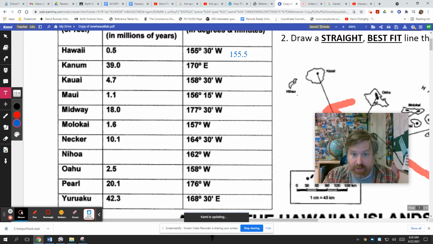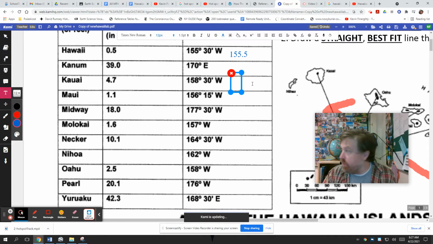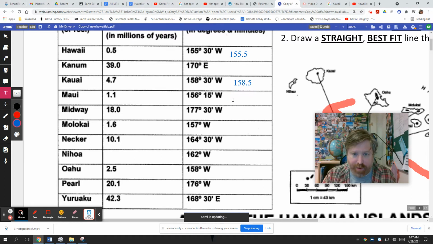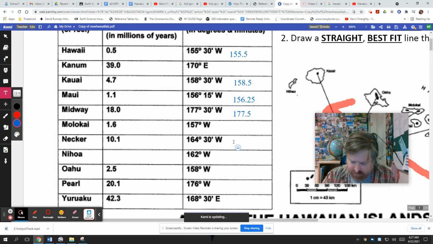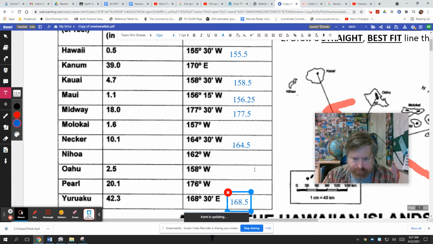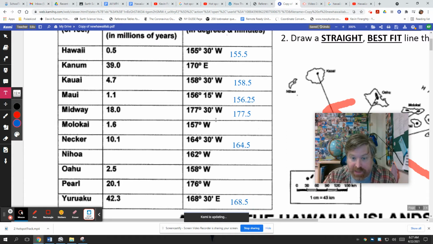So if it's 155 and 30, that's 30 minutes out of 60. That's a half a degree. 158 and 30 would just be 158.5. 15 is like a quarter. 156.25. That's the idea. So 177.5. You want me to do all these? That's it. Okay. You got to pay attention to those west and east. It's very easy to spot when you make that mistake. And I didn't write them in there, but that's the idea.